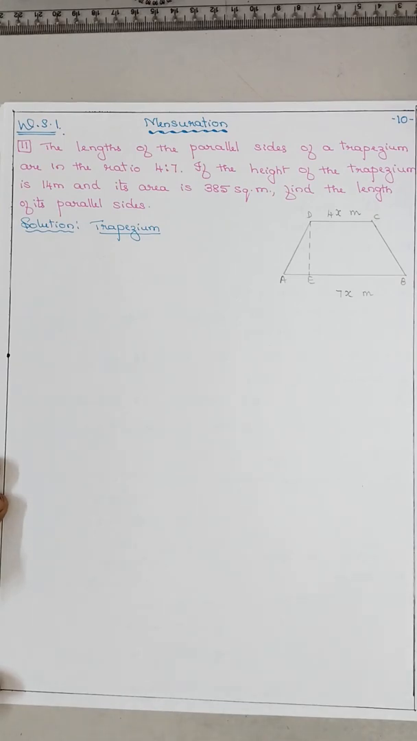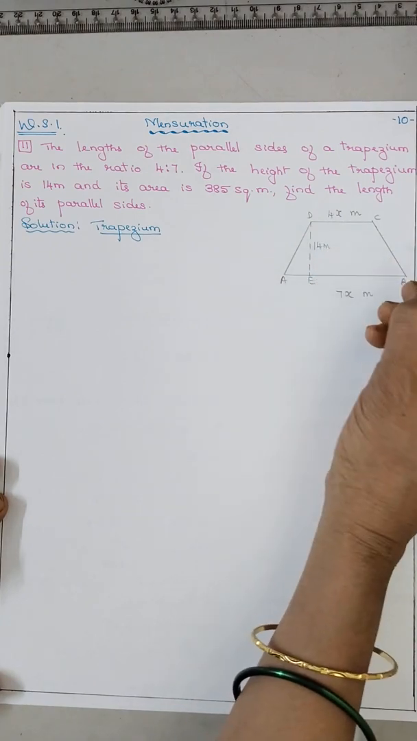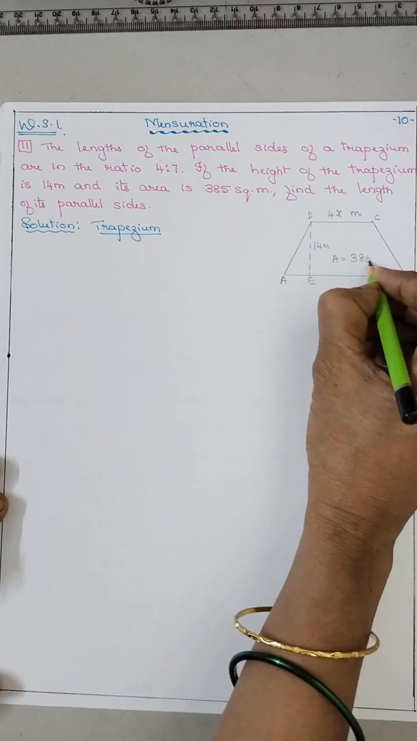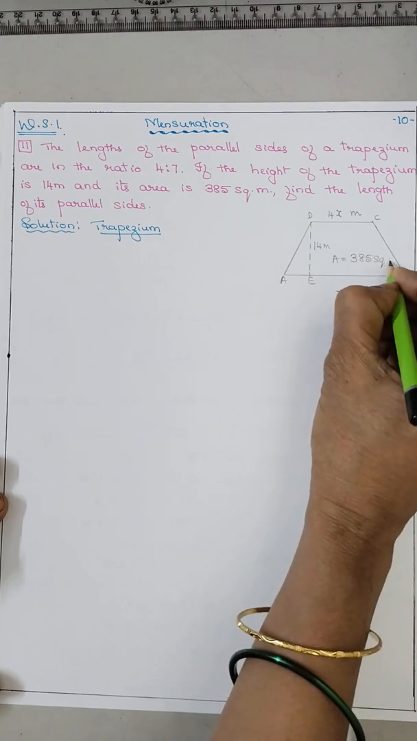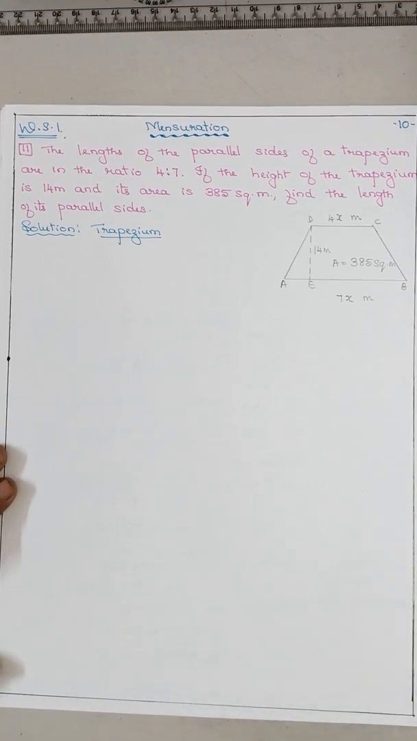If the height is 14 meter and the area is 385 square meter, find the lengths of the parallel sides. So first find out x and then the parallel sides. Same like earlier, the bigger than, lesser than type of sums were there, same types. Find out x and then the sides.